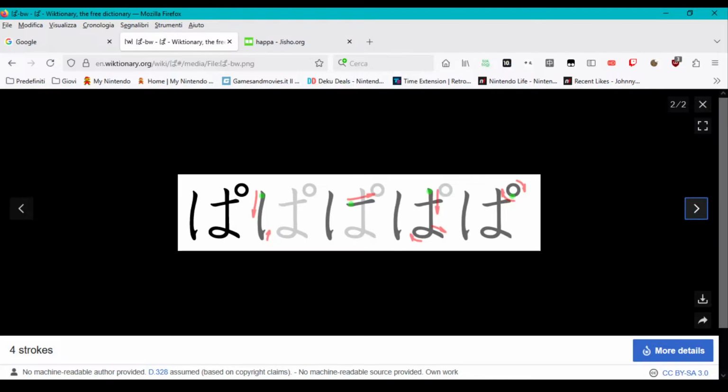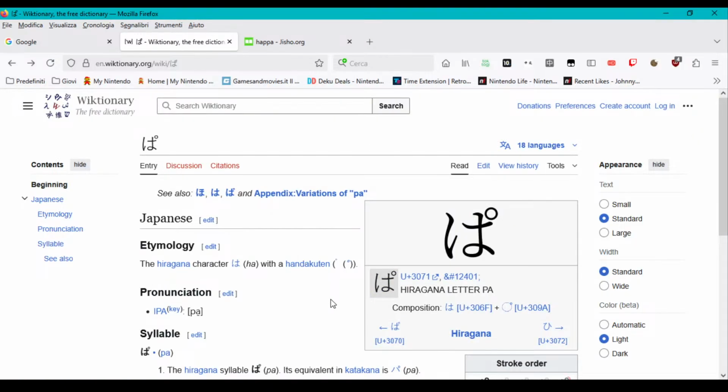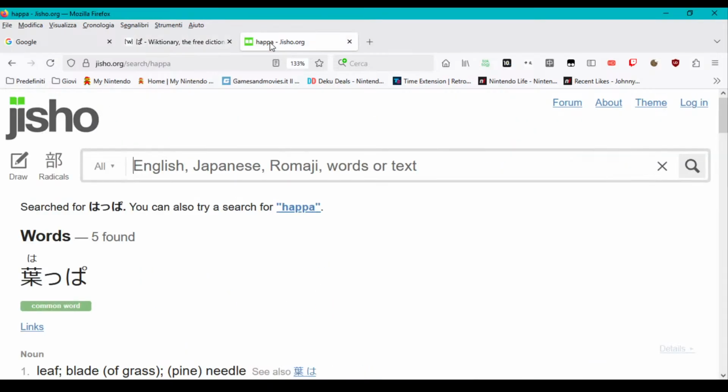As you can see also here, top to bottom, left to right, top to bottom with the circle, and the circle, which starts at the bottom, which is the handakuten. Handakuten means mark of half, because han means half. And yes, it gives us the sound pa.